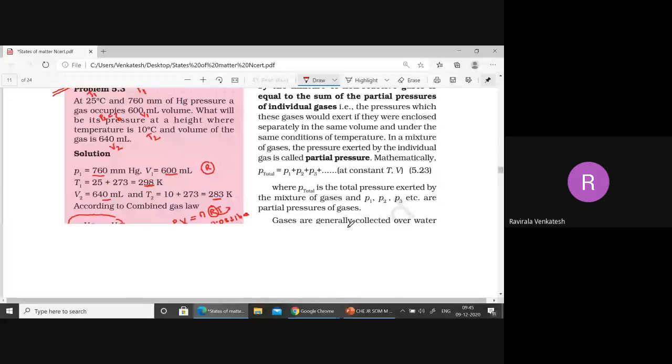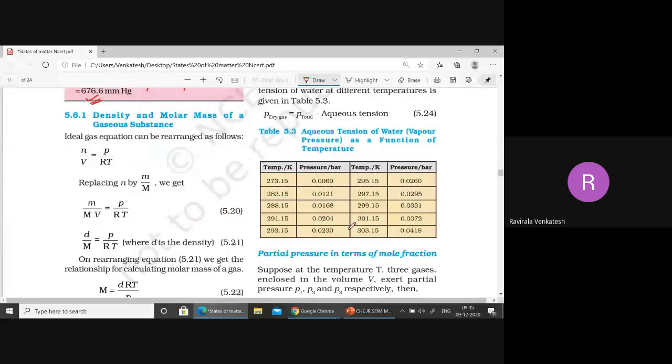Before moving to this, let me see this derivation here, from the ideal gas equation. Now already we know this one, PV is equal to nRT. Correct? This is the ideal gas equation.